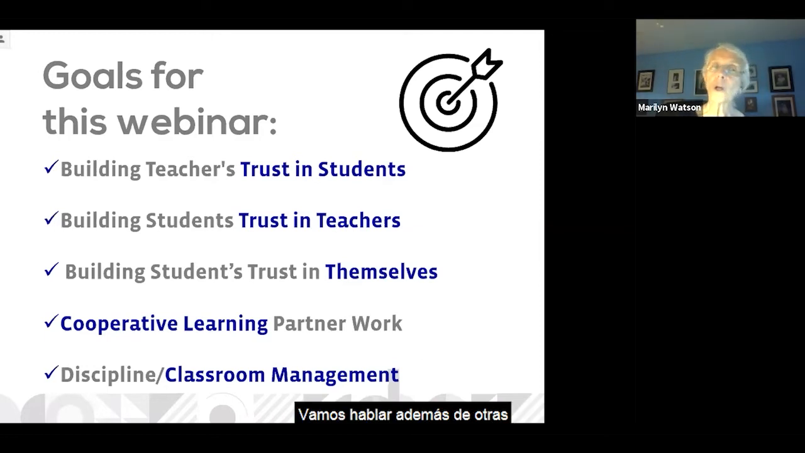And to talk about some of the techniques or ways we have in the classroom to help build this kind of trust. One of those ways is through using cooperative learning or partner work, where children work together and are taught the skills of doing so in kind and caring and thoughtful ways, particularly ways in which the teacher manages the classroom in terms of building trusting relationships with the student.